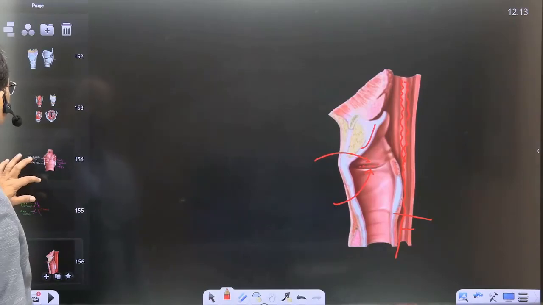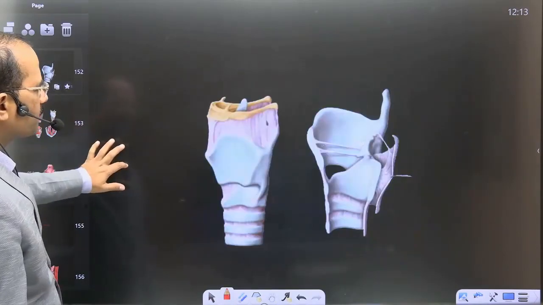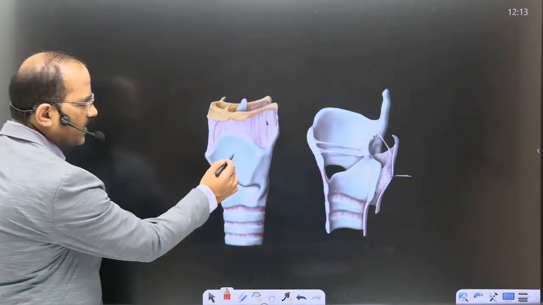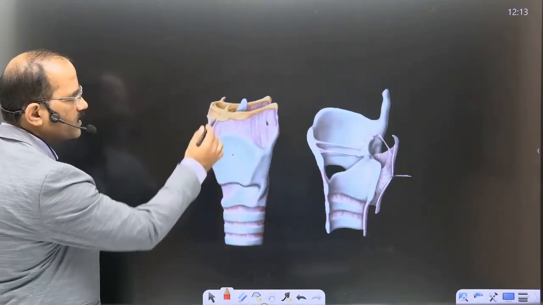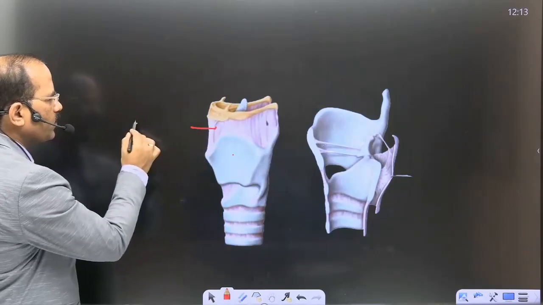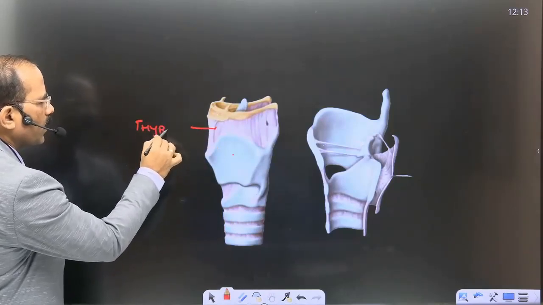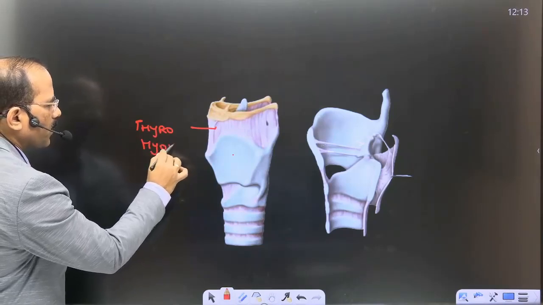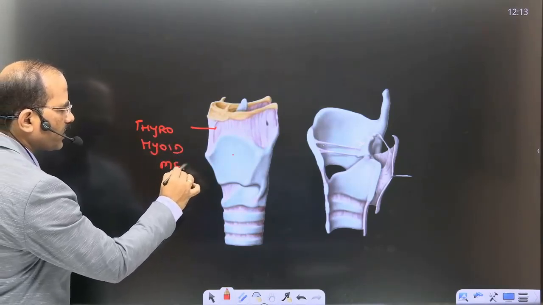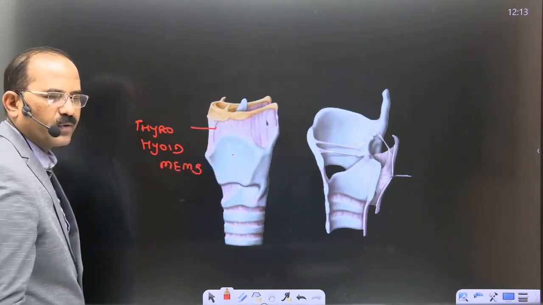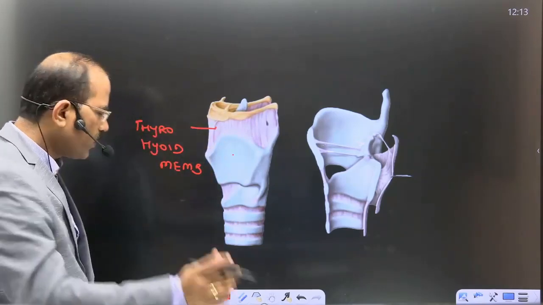Clear to all of you? Look at this. So that's the thyroid, that's the cricoid, this is the hyoid. What is this membrane known as? This is the thyrohyoid membrane. Just remember, that's a very important MCQ. Between the thyroid and the hyoid bone, there's a membrane, thyrohyoid membrane.